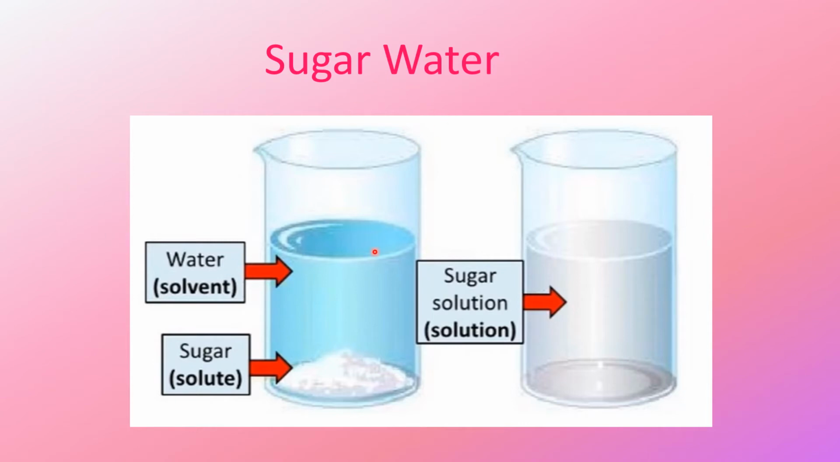Another example is a sugar water solution. Here again water is the solvent because it is taken in a large quantity, and sugar is added in a small quantity, so it is called the solute. When sugar dissolves in water, it forms a solution, and that solution is called a sugar solution.